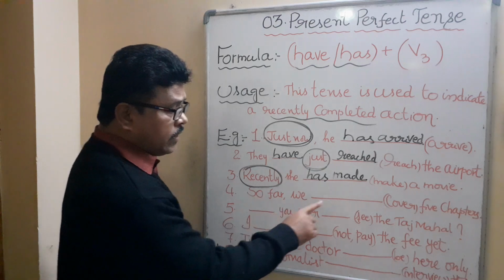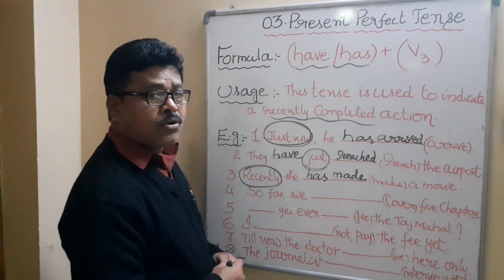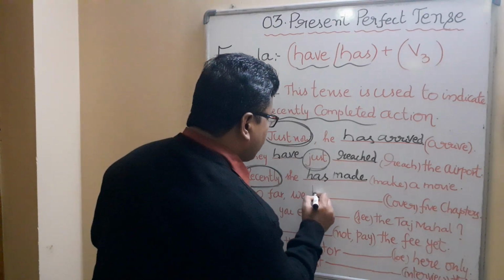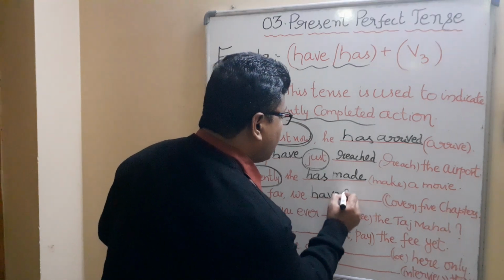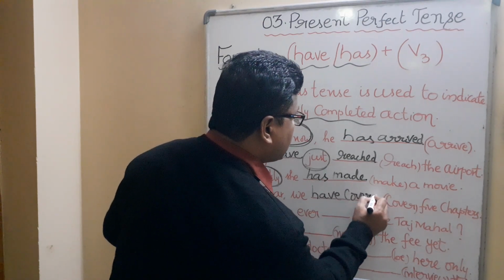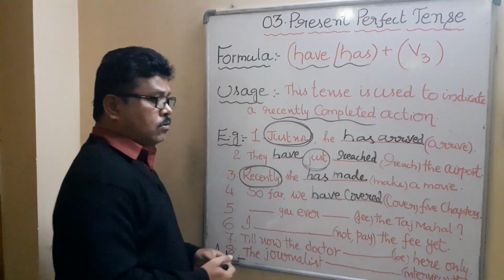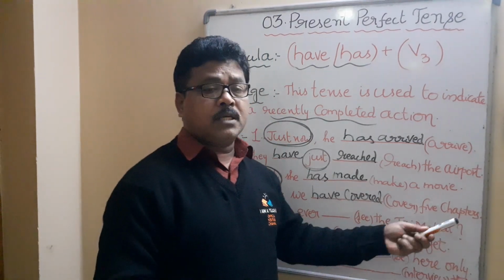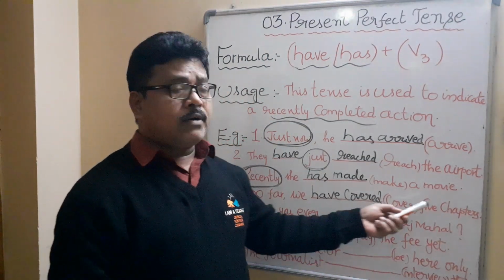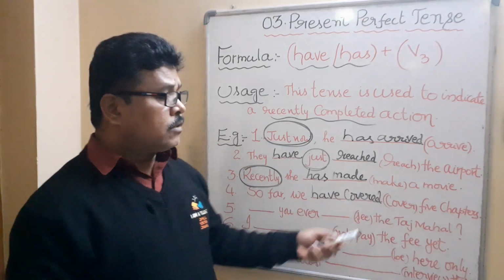Okay, so far we have covered 5 chapters. So far we have, we means plural, so we have covered, V3 is covered, completed. Okay, so far we have completed 5 chapters. So far we have covered 5 chapters. So far we have covered 3 chapters.